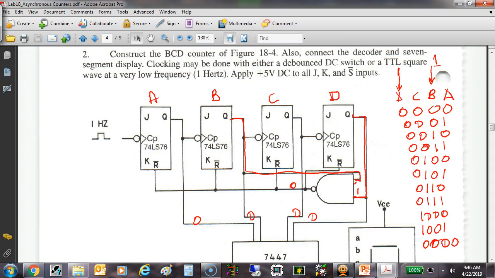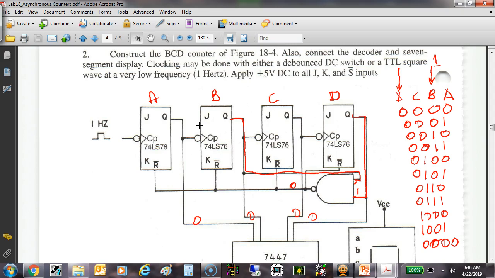So I can set the modulus of this thing anywhere I want, from 2 to 16. I would never have a modulus of 0, right? Of course, if I needed a modulus of 2, I'd use one JK flip-flop. I wouldn't use a whole counter to get a modulus of 2, because one JK flip-flop gives me a modulus of 2, right? You understand, or divide by 2.